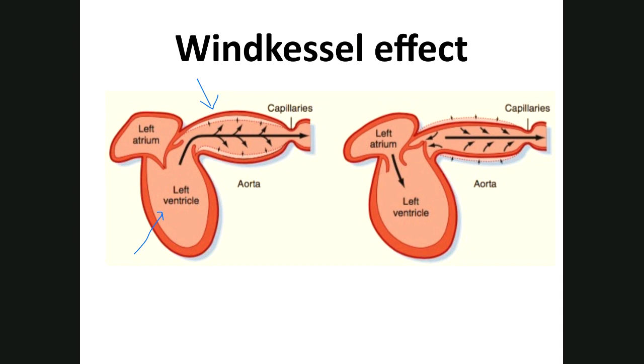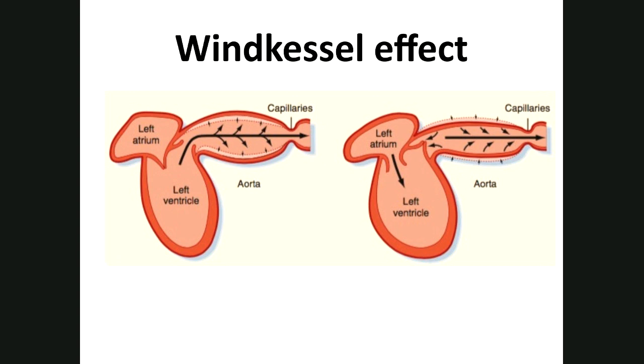The aortic walls will expand. You can see from this picture that the aortic wall is expanding. See all these arrows, they show the aortic walls expanding during the ventricular systole. Now, what happens during the ventricular diastole?